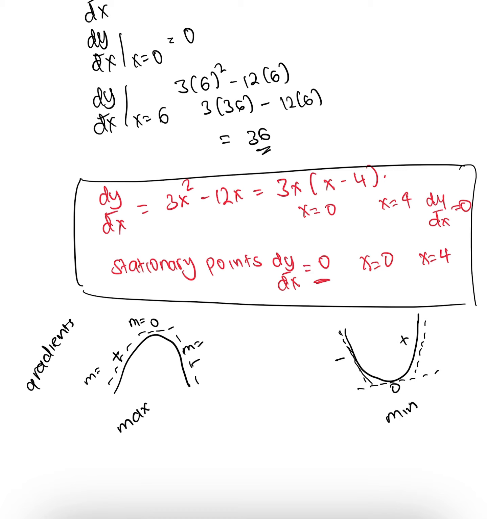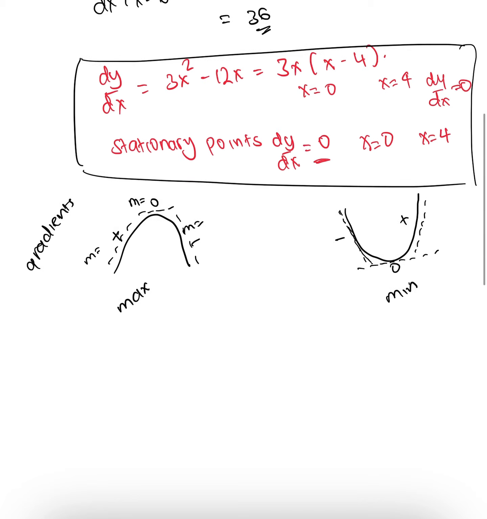Okay, so when you're doing stationary points and we found that x equals 0 is a stationary point, x equals 4 is also a stationary point, how do we know without plotting the curve if it's a maximum or a minimum? So one way to do this is by differentiating the first derivative.